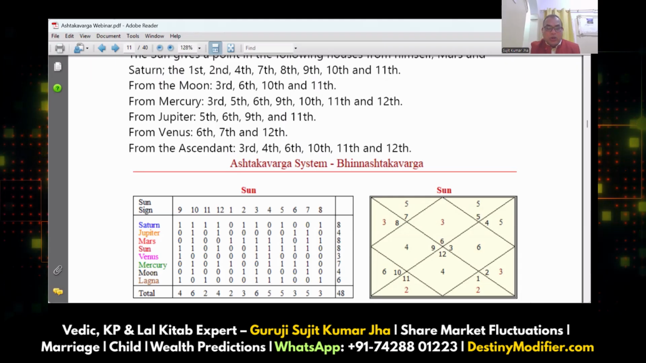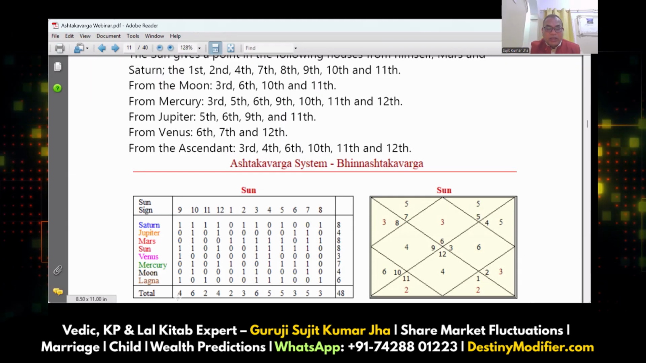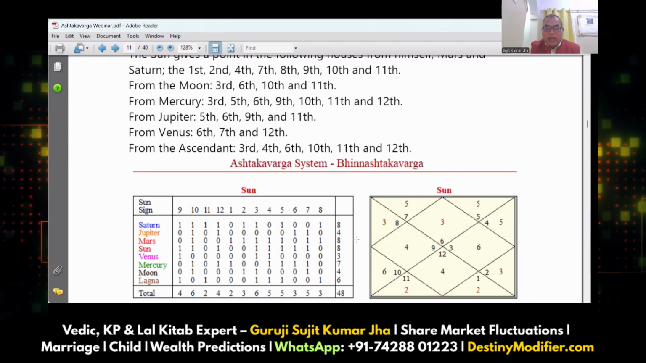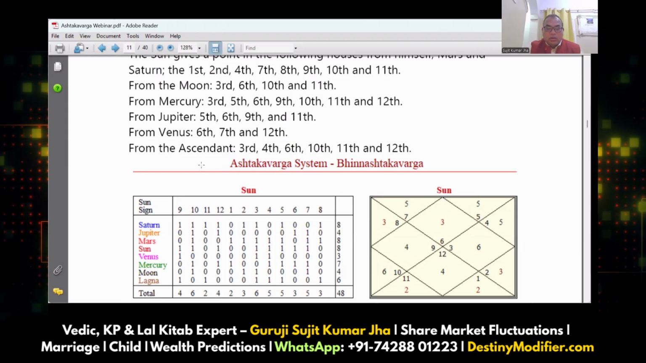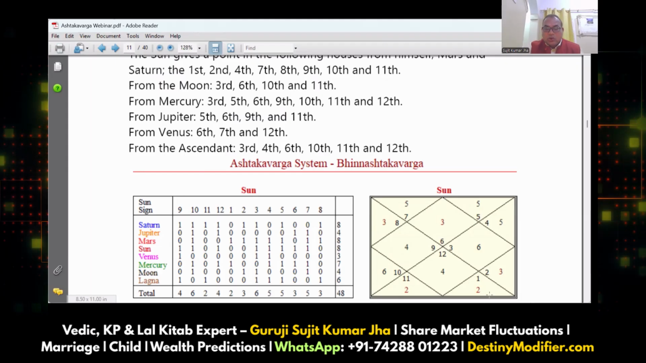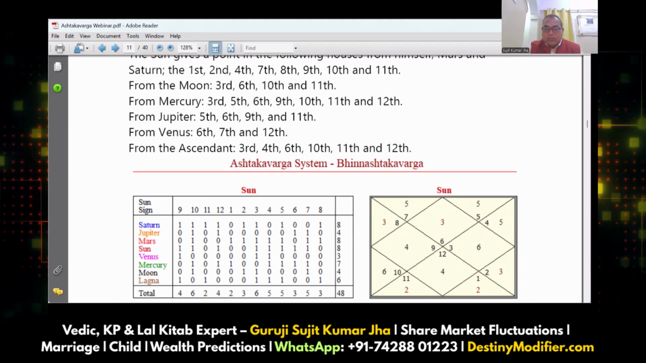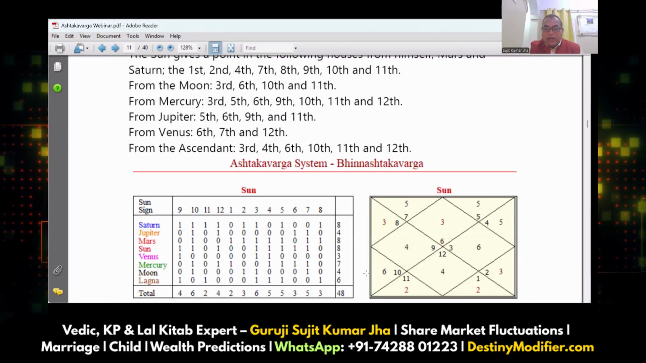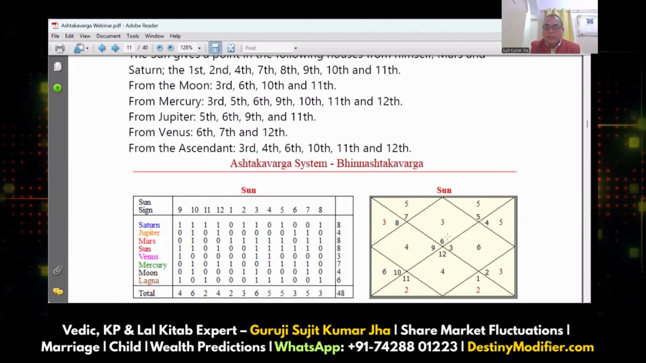And then what we will do, we will count every sign, how many points. Here write 4. So in Sagittarius sign, we will write 4. Then 9, we count 6. So where is 10? Means Capricorn sign, there we will write here 6. So like that, we are creating the Ashtakavarga for the planet Sun.